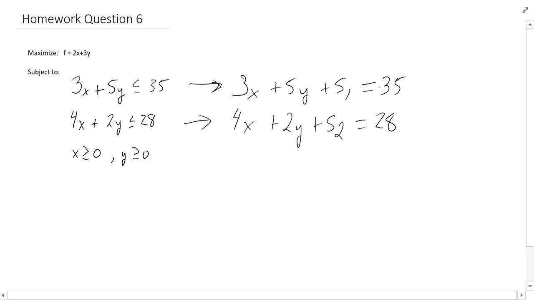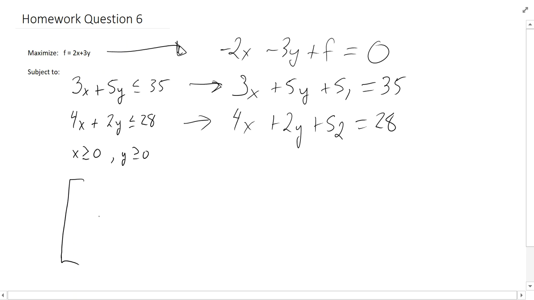And the last thing I need to do to set things up is to rewrite my objective function. Like the equations I've got here, I want all the variables on one side and just a number on the other one. So I'm going to subtract the 2x, subtract the 3y, leave the f there, set it all equal to 0 to start with. And then I'm ready to convert this into a table.